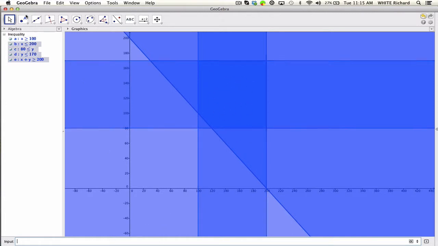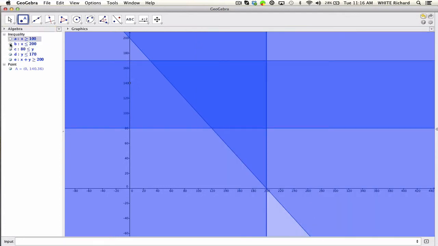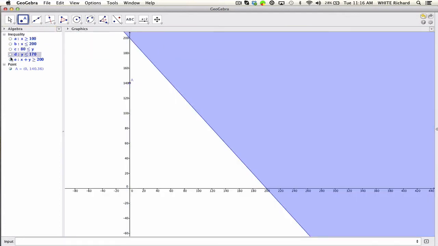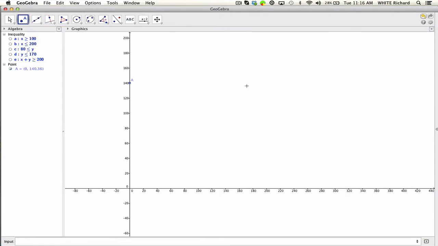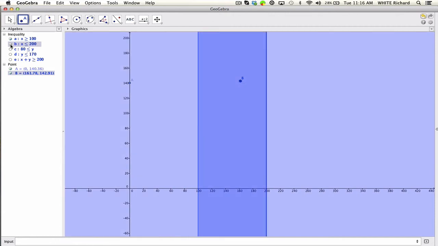Now what I'm going to do is take a point and plop it down. I'm going to turn all these off first. It doesn't like it when I plot down a point like that. I'm just going to plot a point like that, and I'll turn it back on.